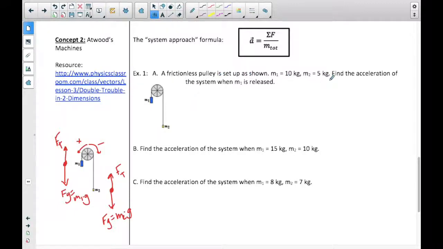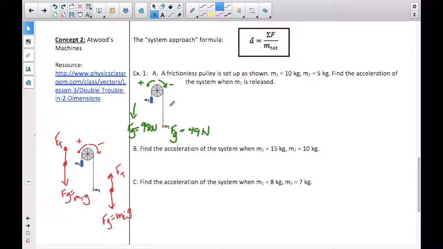Mass 1 is 10 kilograms. Mass 2 is 5 kilograms. So in other words, my force of gravity on this one is 10 times 9.8, so that is 98 newtons. And this one has a force of gravity which is 5 times 9.8, so that is 49 newtons. Remember that we said this is going to be our positive direction and this is going to be our negative direction. So in other words, we have a positive 98 and a negative 49 because they're both going down in their own direction.